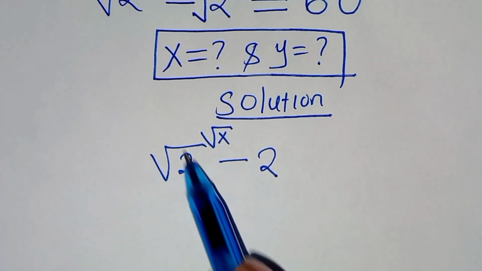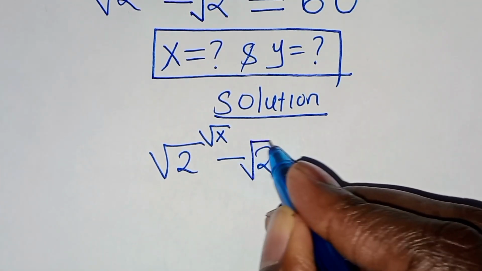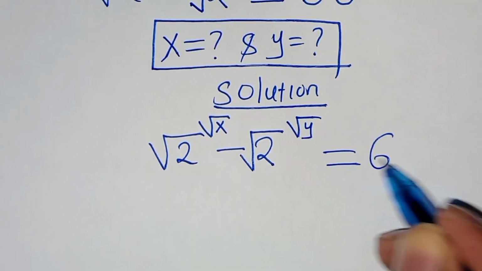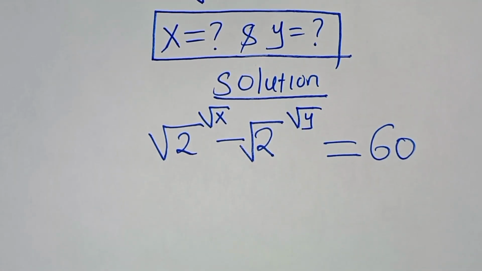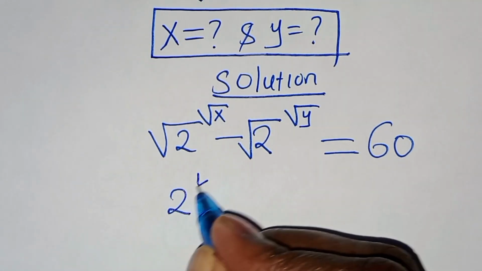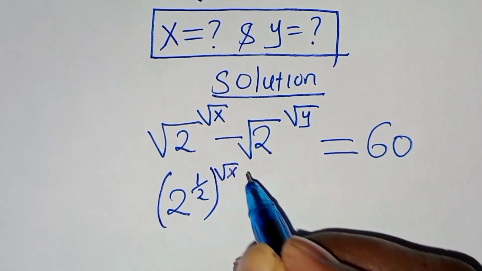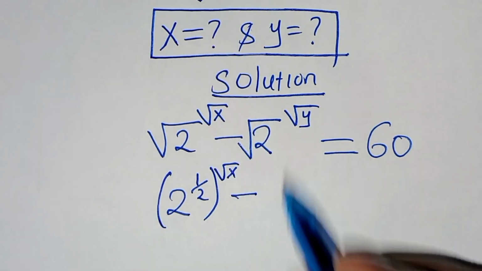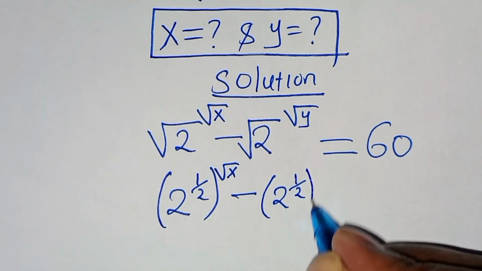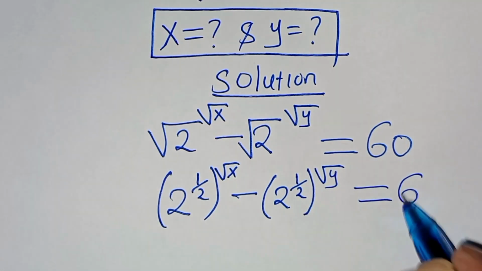So we have the square root of 2 raised to power square root of x minus square root of 2 raised to power square root of y. This is equal to 60. Now, we can express square root of 2 as 2 to power half, raised to power square root of x, minus square root of 2, which we can express as 2 to power half, raised to power square root of y. This is equal to 60.